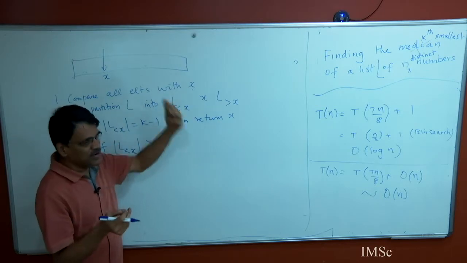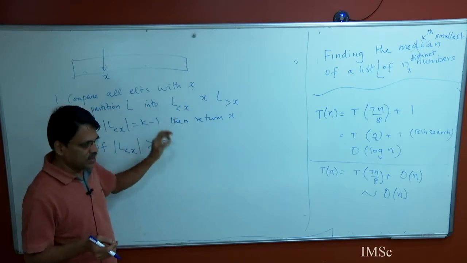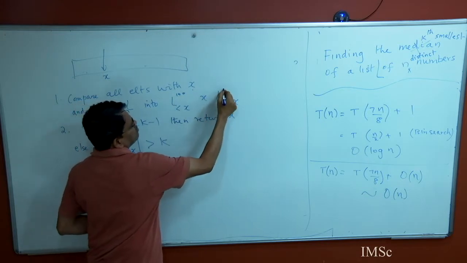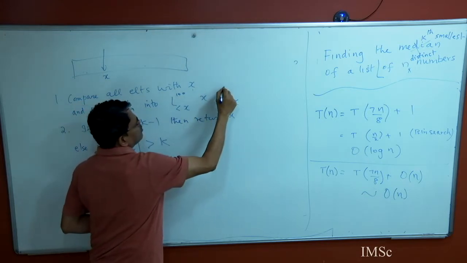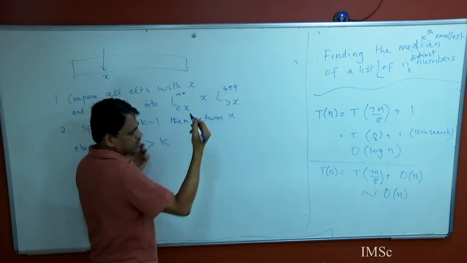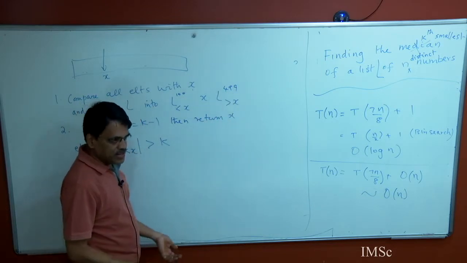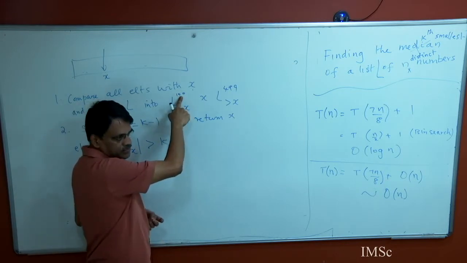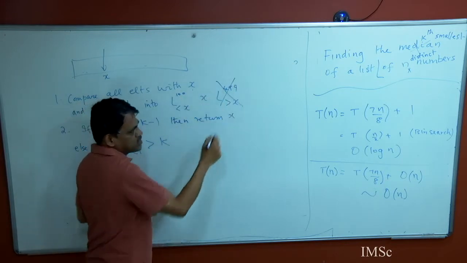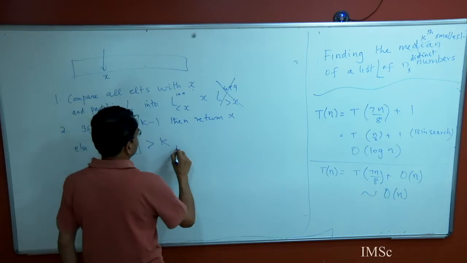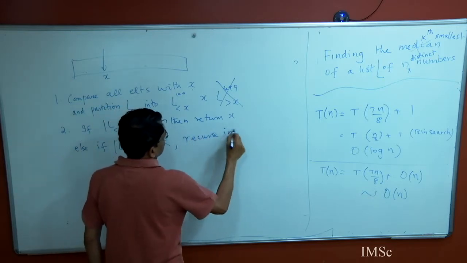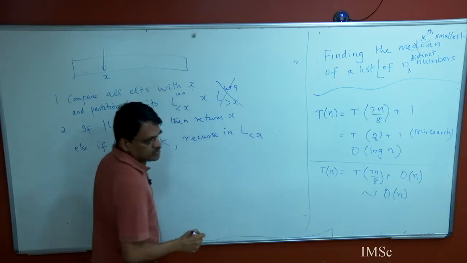I picked some arbitrary X, did my comparison, and it turned out there are 100 elements here, and the remaining, let's say, some 499 elements or something. There are 600 elements. Then the 20th smallest element I am looking for must only be here. So what is the point? I can just throw this away and recurse. Right?